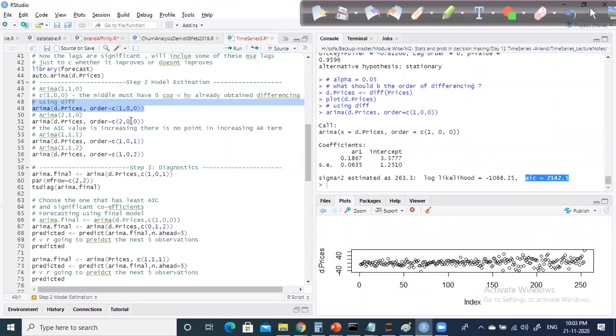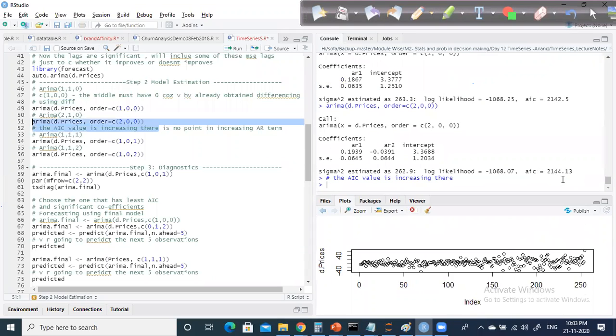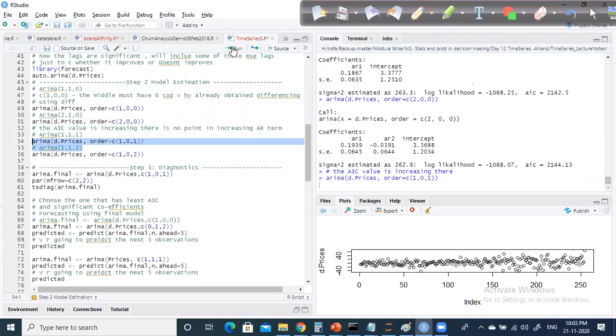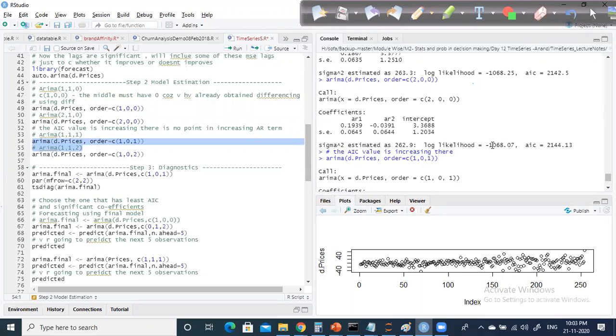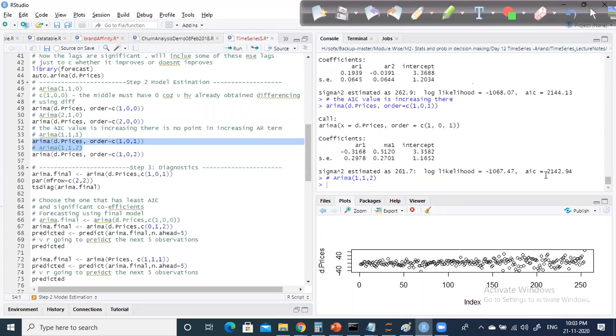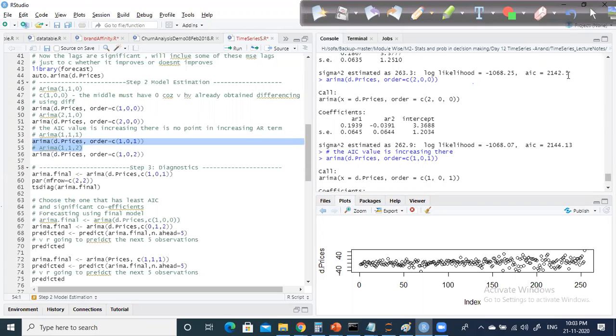So now what I'm going to do is play around by changing the values for P, D, Q and check the AIC for each and every model. This model's AIC is much more than this one. We'll try this one. This is the manual way of doing it. 2140.94. Still it is more than this one.